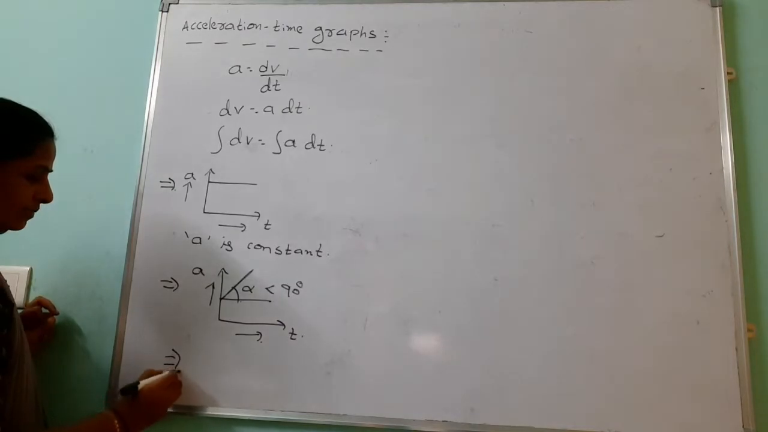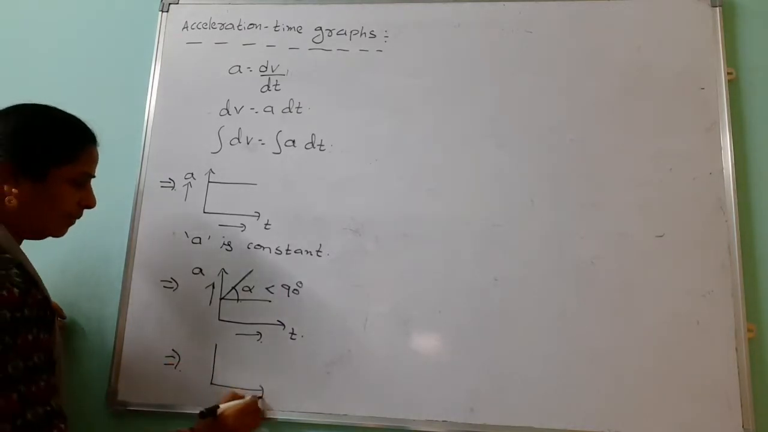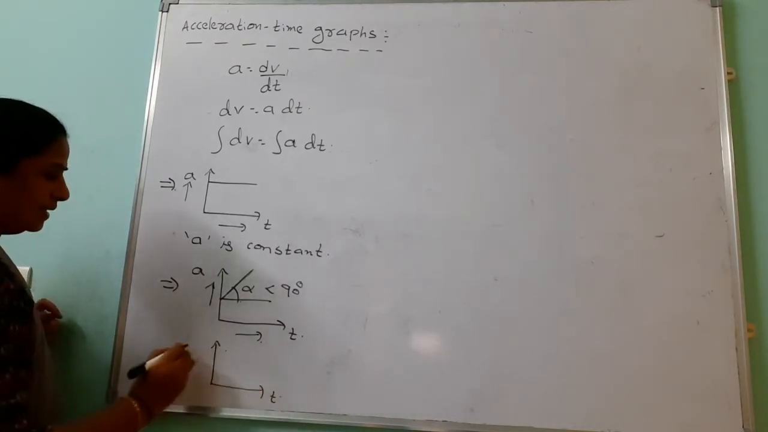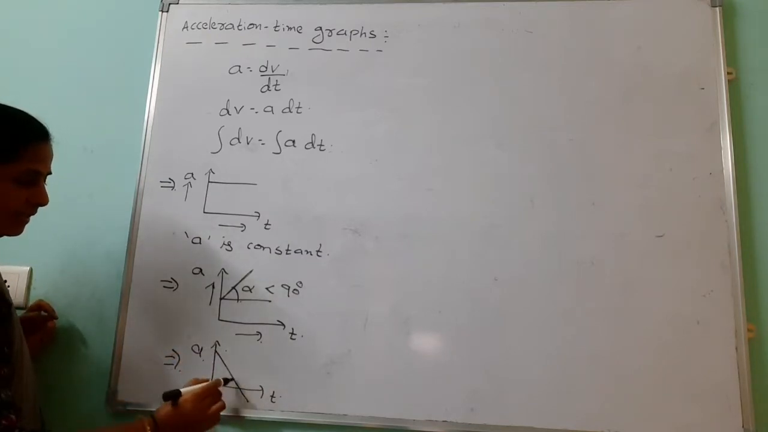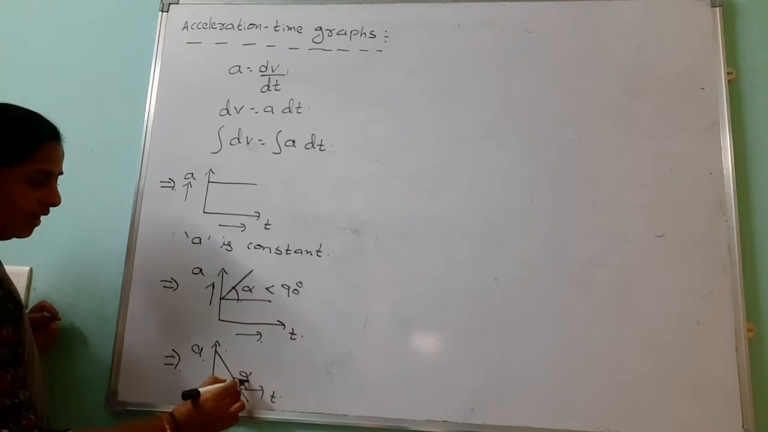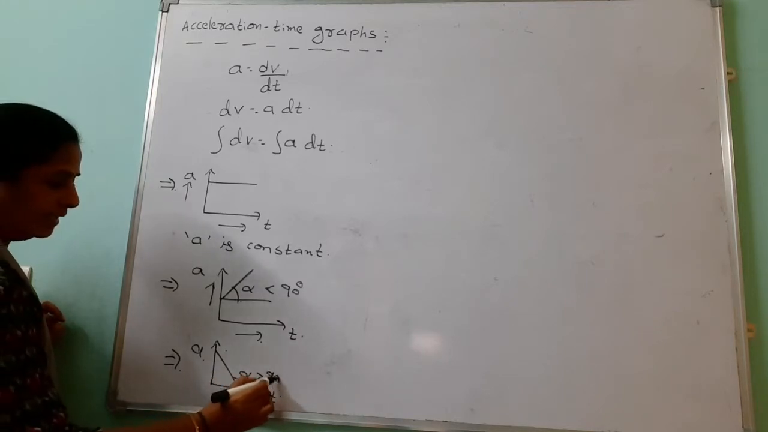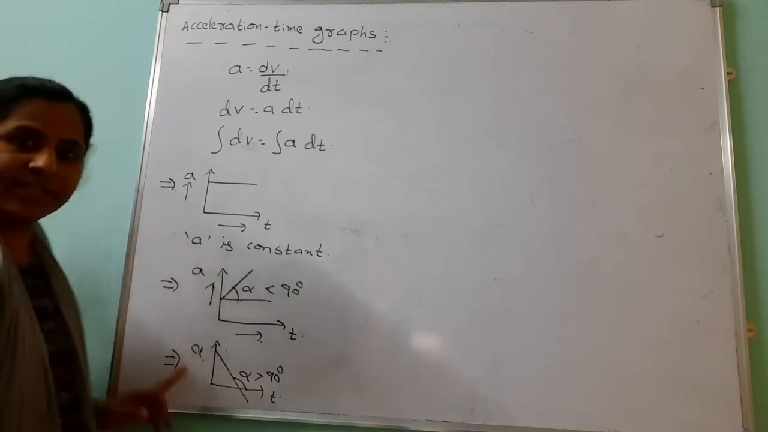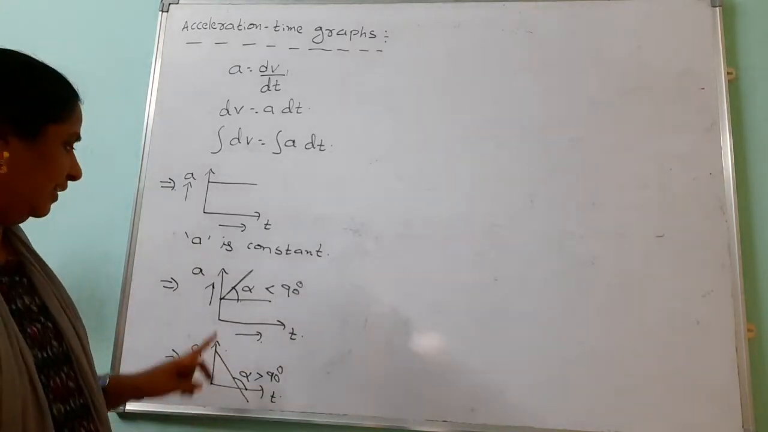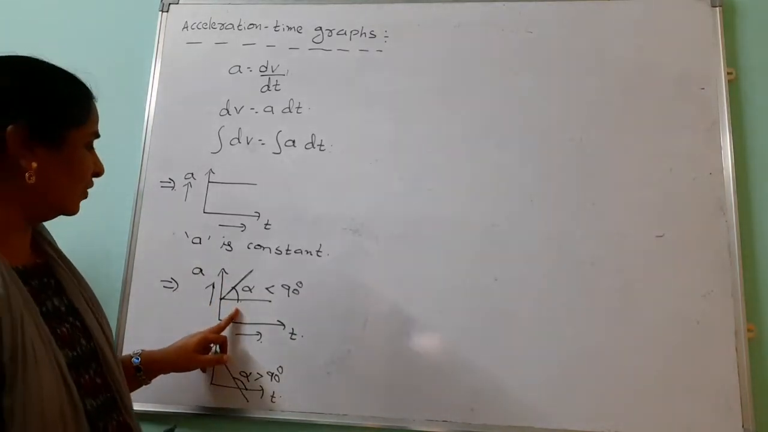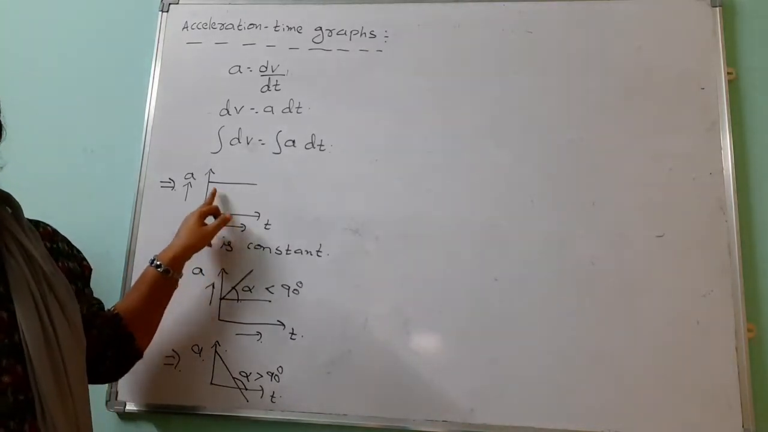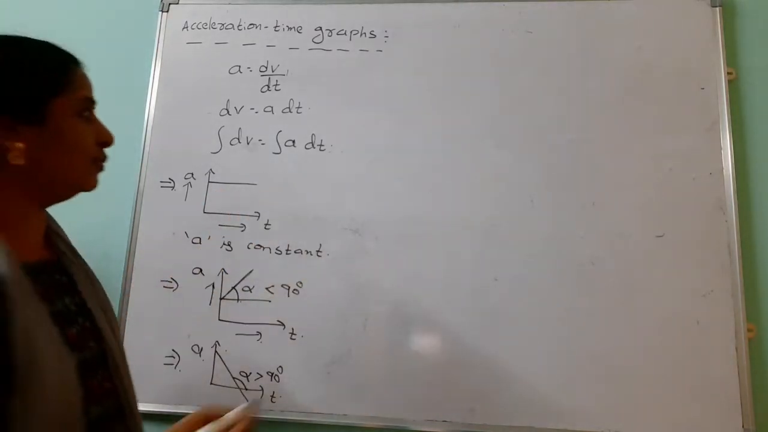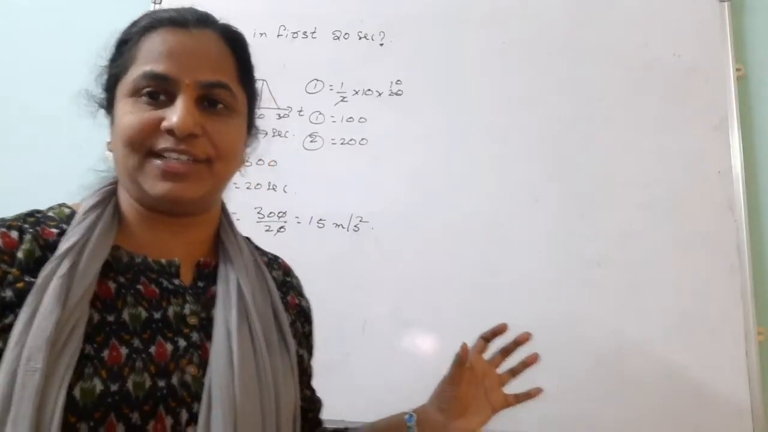The next one: this is the time and this is the acceleration, and the graph is like this. Here the slope alpha is greater than 90 degrees. So acceleration is decreasing at a constant rate. In the previous one acceleration is increasing at a constant rate, but here there is no change in acceleration. Based on this, we do a few problems on the acceleration time graph.